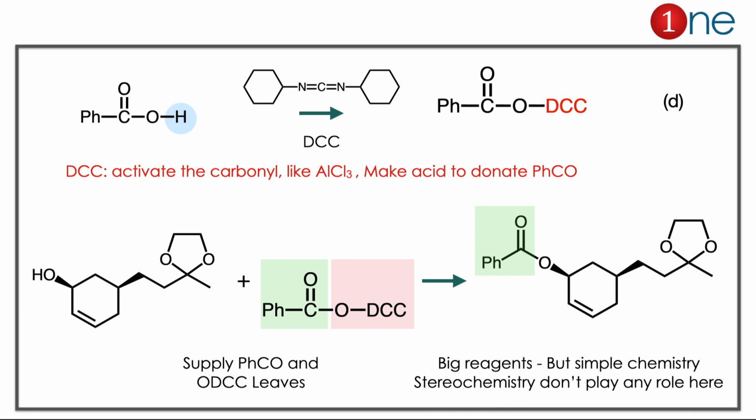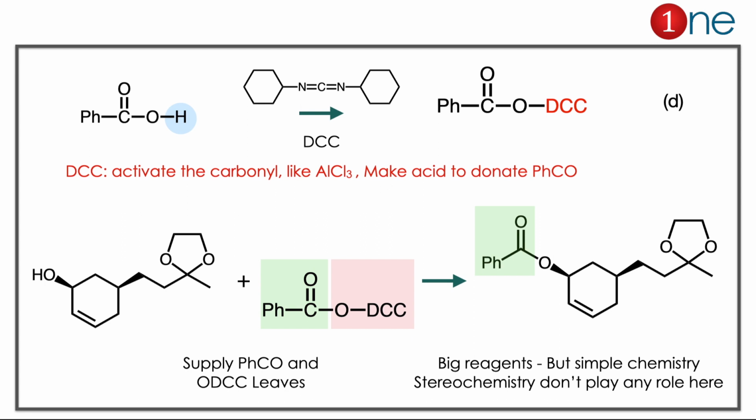The starting material is acid. The reagent is DCC. DCC means dicyclohexylcarbodiimide. The reagent looks bulky, but its role is just important. It just activates the carbonyl there. It's like AlCl3 with acid. So what it really does is make the acid donate PhCO, an acetyl cation kind of thing. So it is basically like a Friedel-Crafts reaction but in a much special and smarter way.